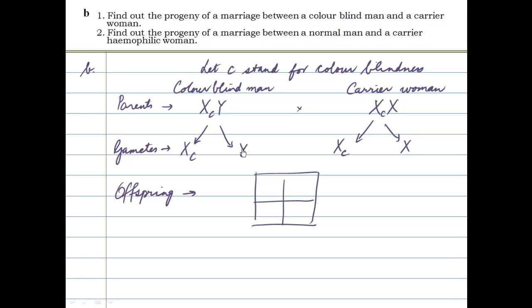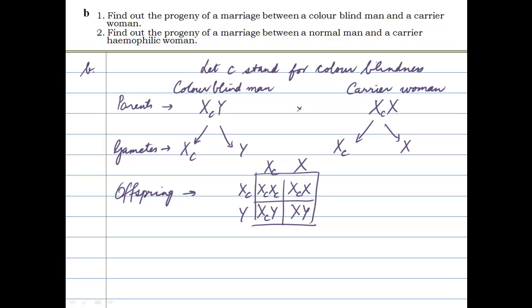Now these two come here. So you've got XC here, the Y comes here, this XC comes here, and this X comes here. So when you combine these two over here, you've got XCXC. Then these two combined over here, XCX. These combined, XCY. This and this gives you X and Y.